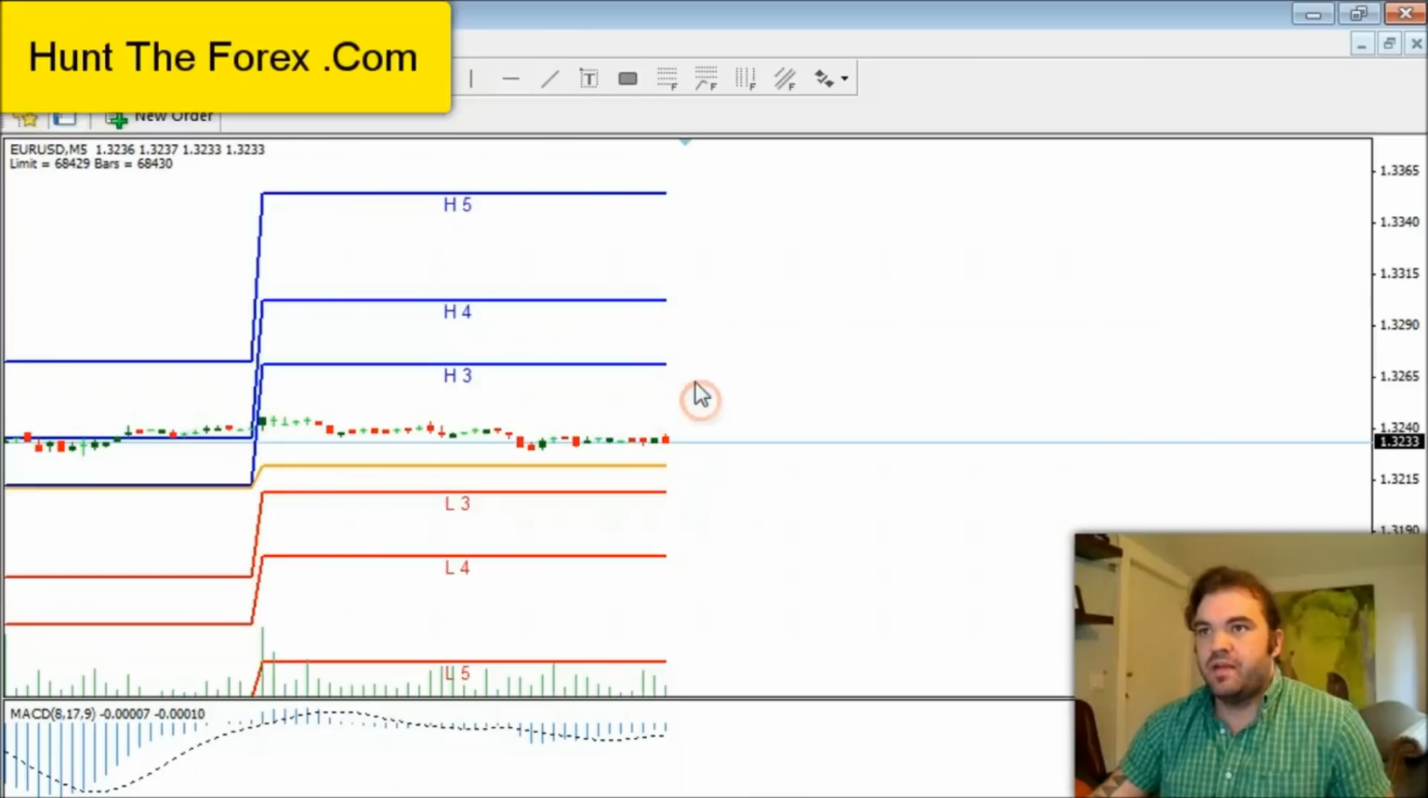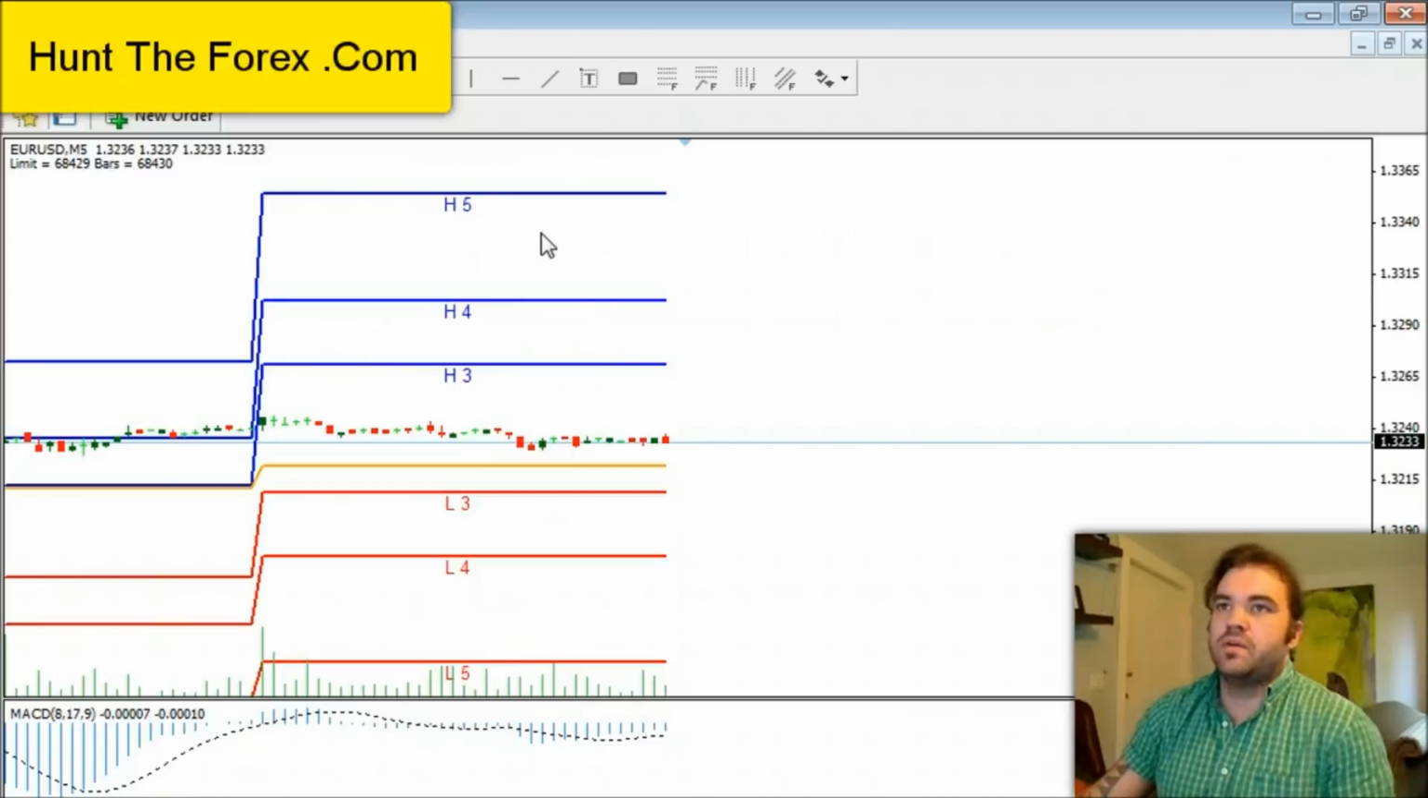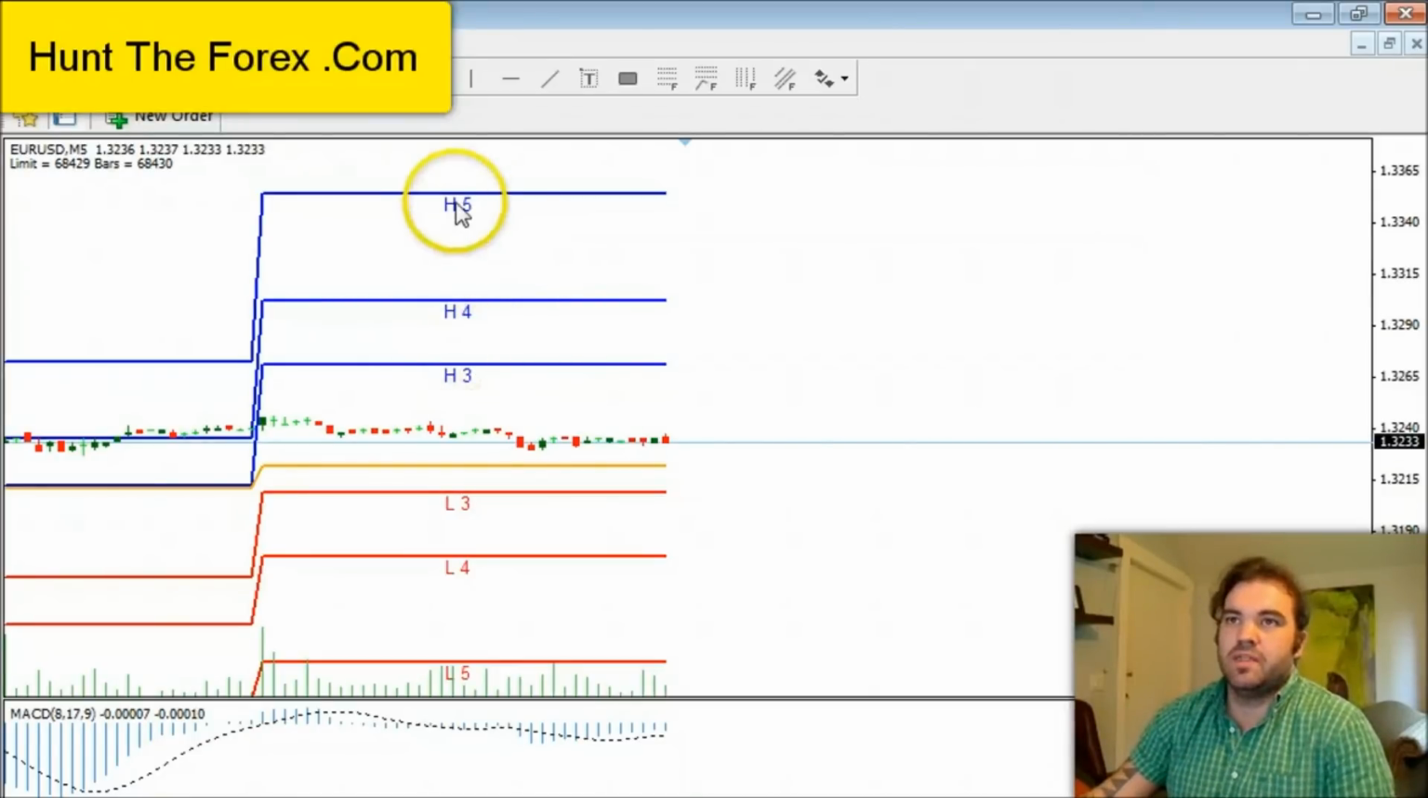So we have three levels of resistance up here. Sometimes they're called R3, R4, R5. Sometimes they're called H3, for high. Anyway, it doesn't matter what they're called. And then we have three levels of support down below. Now, unlike other pivot systems, every pivot is actually traded differently in Camarillas.